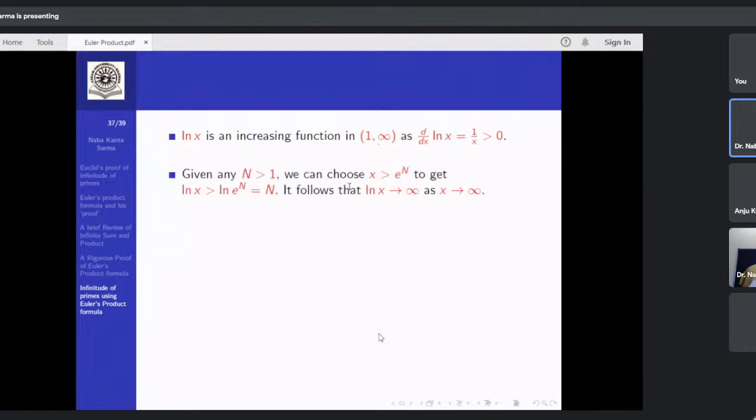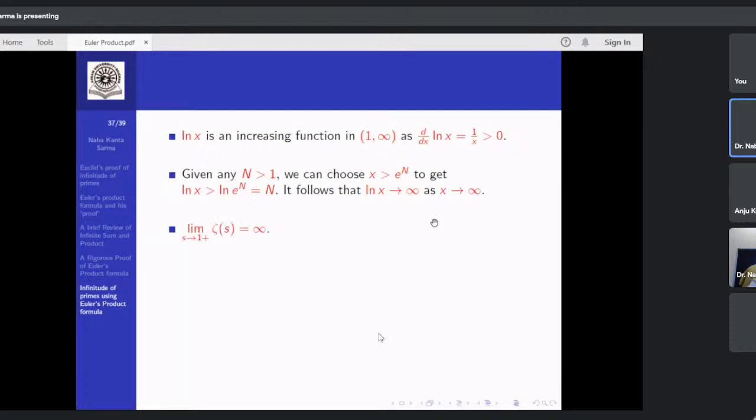And then what will happen? If you give me any positive integer n greater than 1, I can choose a real number x sufficiently large that it is greater than e to the power n. And then since log x is increasing, I can take log on both sides to get log of x will be greater than log of e to the power n, which is n. So you see what I have achieved. You give me any n greater than 1, this logarithm of x is even greater than n. So since n is arbitrary, it says that log x will go to infinity as x tends to infinity.